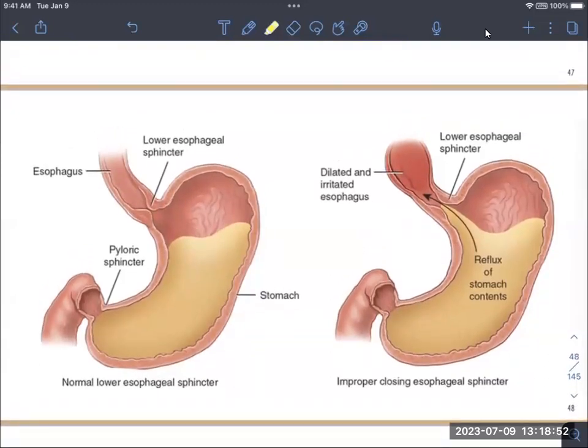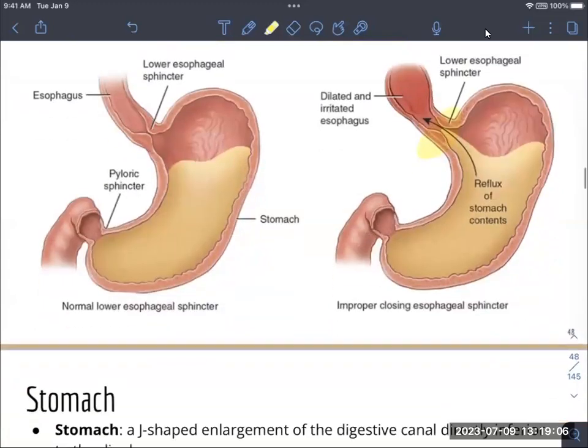So if this esophageal sphincter here does not completely close back up, when that stomach is churning and moving the contents around, those contents can travel back up that esophagus.